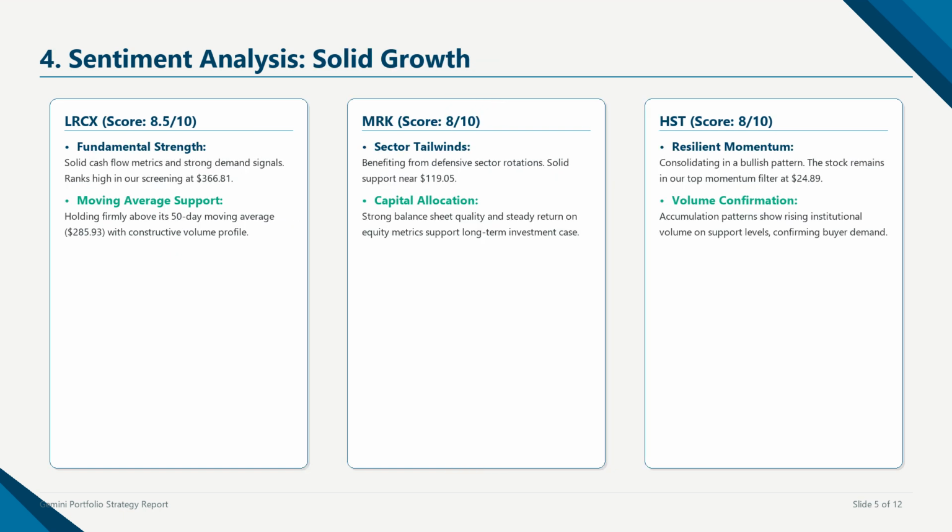Next, we look at our moderate sentiment stocks, which show solid fundamental support. LRCX recently hit new technical peaks, supported by pricing power and strong operating margins. The technical setup remains bullish, holding above its 50-day moving average of $285.93. MRK has seen positive institutional buying, backed by a robust fundamental growth profile. Its operating cash flow margin ranks in the top decile of its peer group.